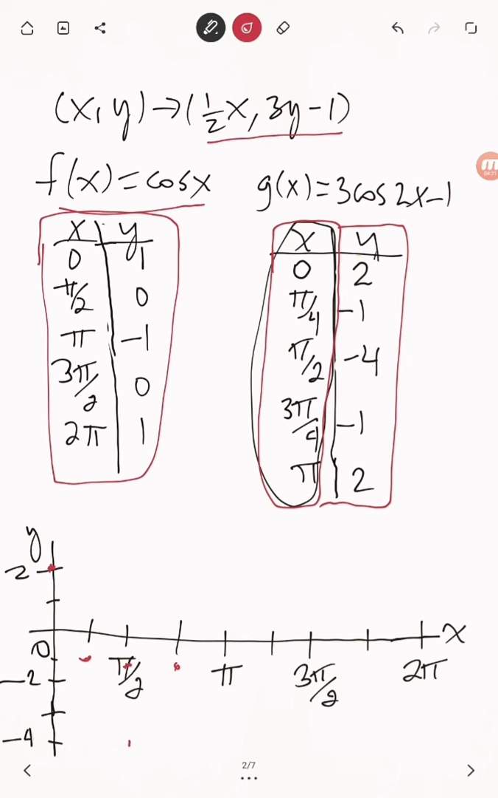And I'm doing 2 cycles just to continue it a little bit here. You weren't asked to do 2 cycles, but I'm doing 2 cycles anyway. And I can just continue that pattern of points to get the second cycle. So I'm going to try and make as smooth a curve as possible. It's a little tricky on this device. Okay, so it looks something like that.